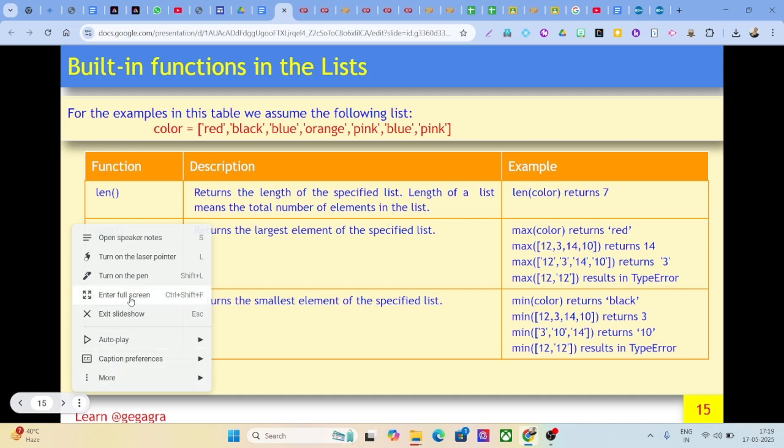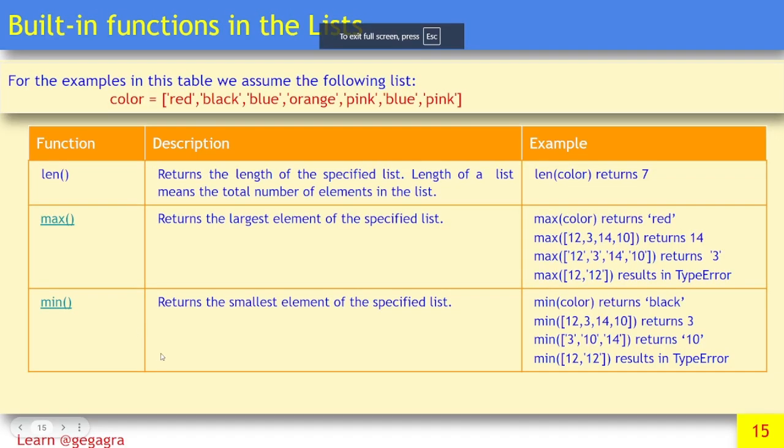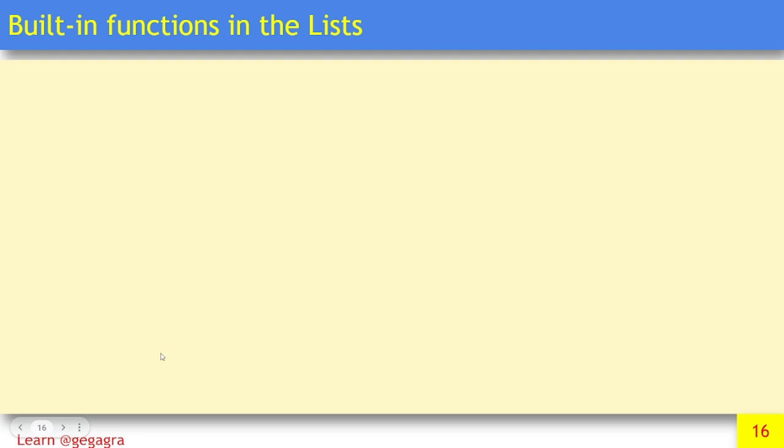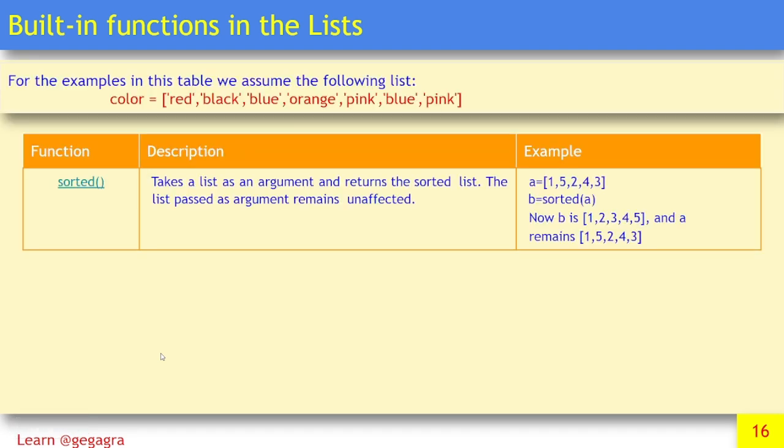That is the sort function. For sorting I have to have a list. I have assumed the list color, which has multiple strings, but here I'll not use this list, and rather I'll use a list of numbers. It takes an argument in the form of a list and sorts it, but the actual list will remain as it is.